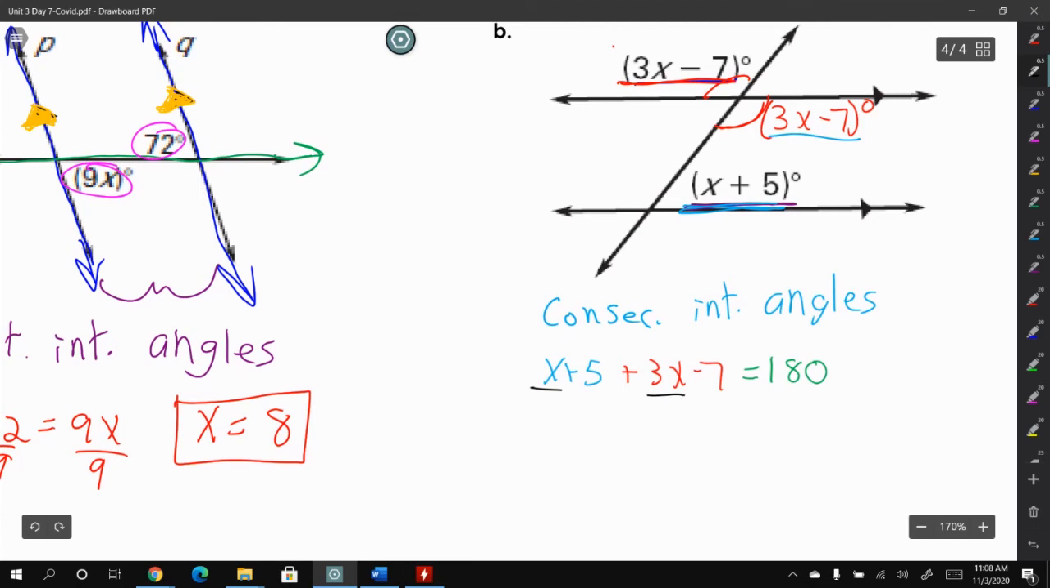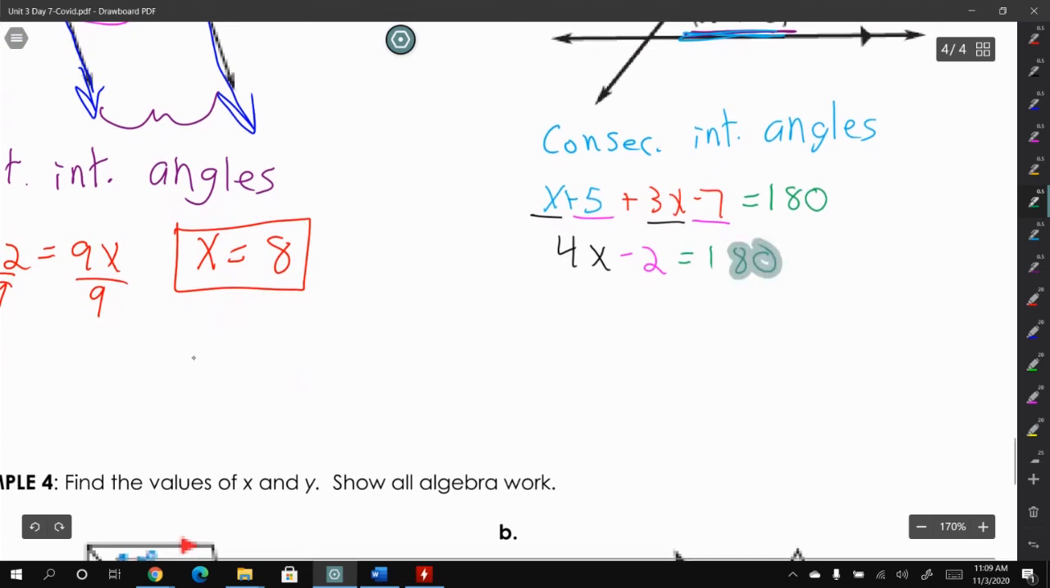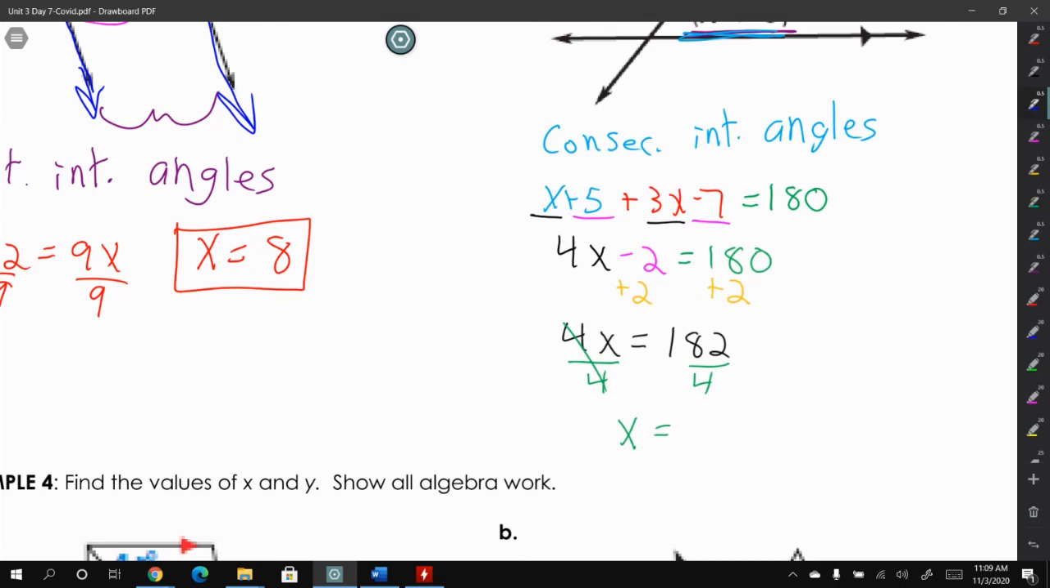So we combine like terms. 4x, 5 minus 7 is minus 2, equals 180. So then we'll add 2 to both sides. 4x equals 182. And when we divide both sides by 4, we get x equals 45.5.